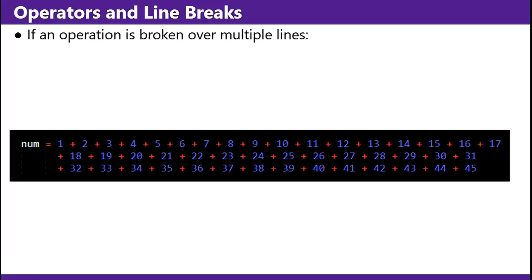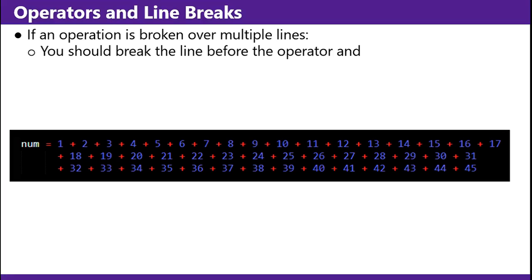Operators and line breaks. If an operation is broken over multiple lines, say addition, you should break the line before the operator, and you should line up the operators, which this example below does both of them. It breaks the line before the plus, and then it lines up the pluses.